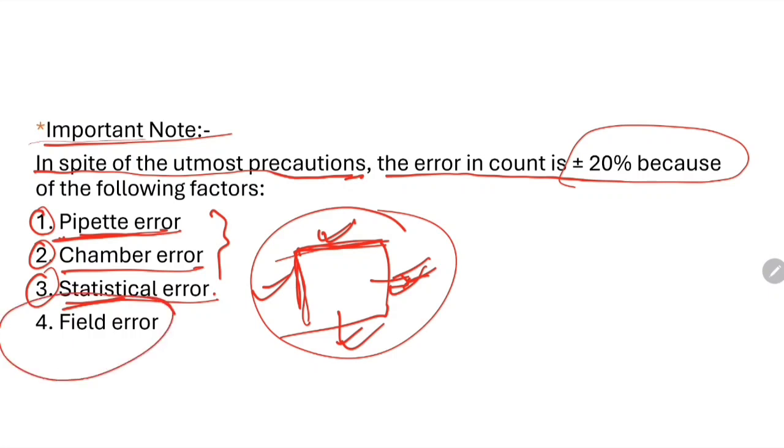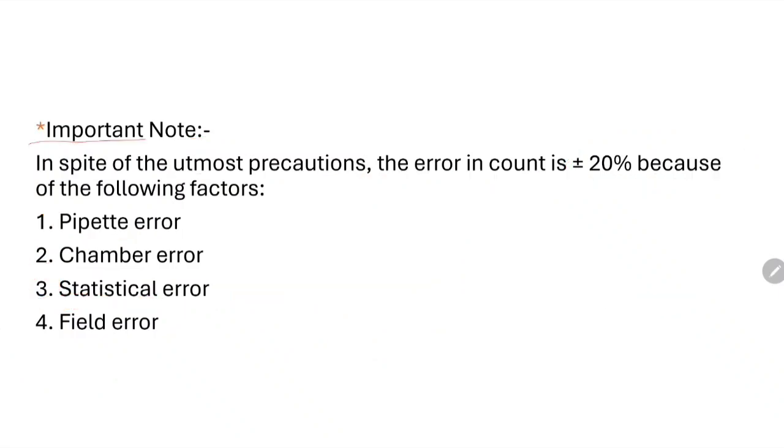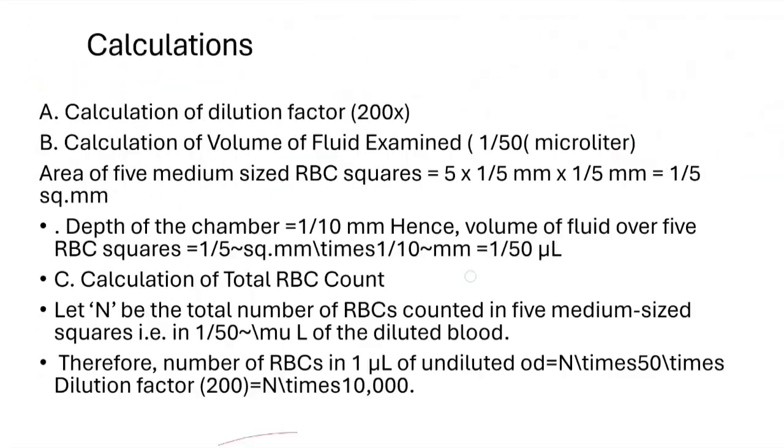And there is the field error: while focusing, you may not focus properly, so a slight change or missing a cell will again be reflected, and the number will be very high. So that's why the error is very high. So again I am going to repeat all the slides rapidly.